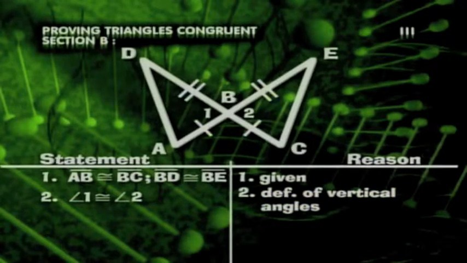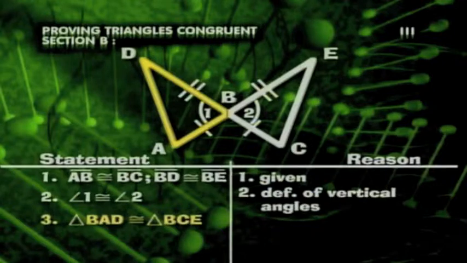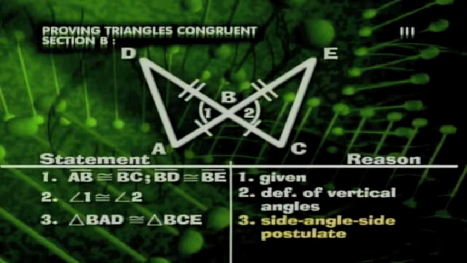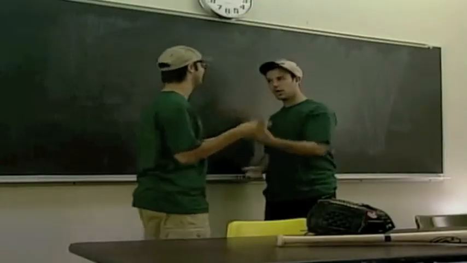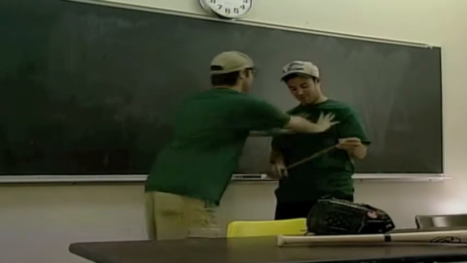So, for triangles BAD and BCE, we have two sides and their included angles. We complete our proof by stating that triangle BAD is congruent to triangle BCE. Our reason is the side angle side, or SAS postulate. We're done! Let's try one last experiment.